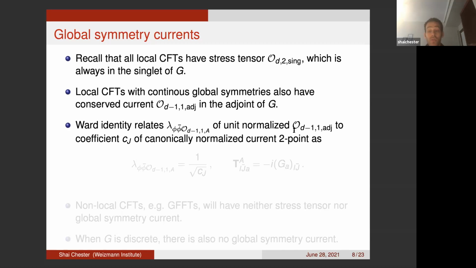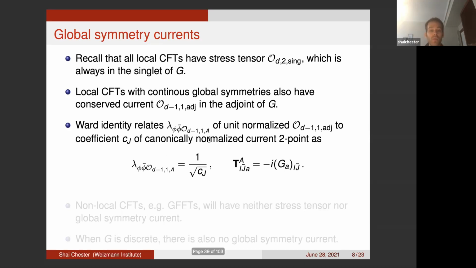Recall that we always unit normalize our two-point functions, which is the normalization given on the previous slides. But there is a different normalization of a two-point function, what is called the canonical normalization. When you normalize the two-point function canonically, then its two-point function would have a coefficient, which I call C_J, which depends on the theory. Now, for us bootstrappers, we always normalize everything with unit two-point function. And so this coefficient C_J, which would have appeared in the two-point function, instead is now pushed into the three-point function, i.e., it is related to the OPE coefficient.